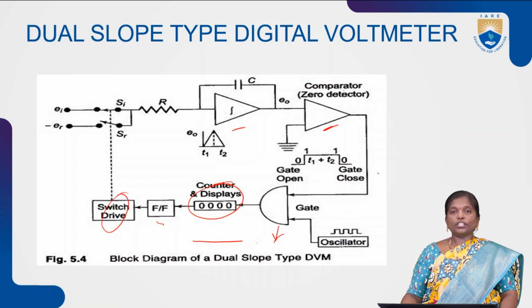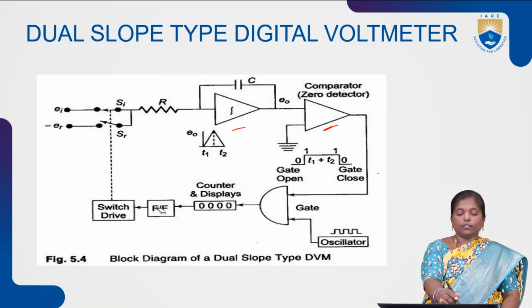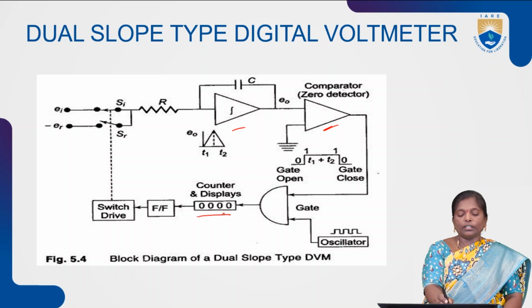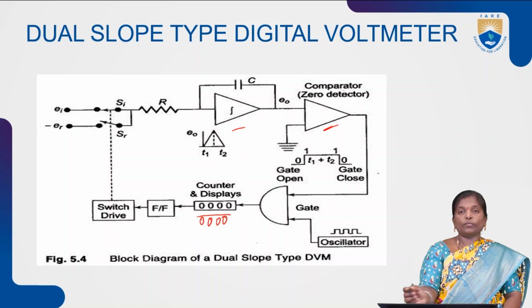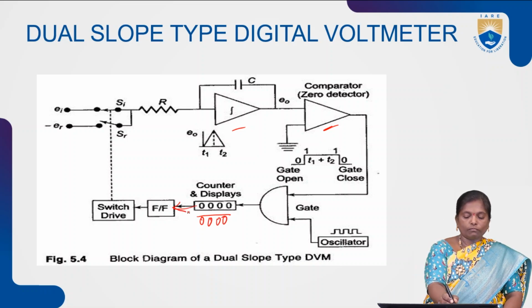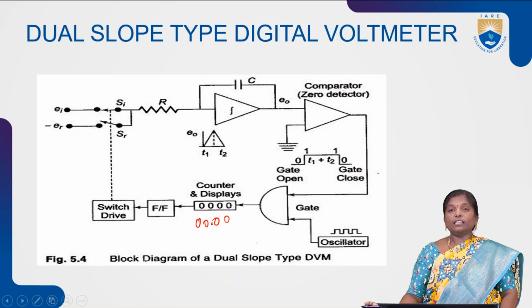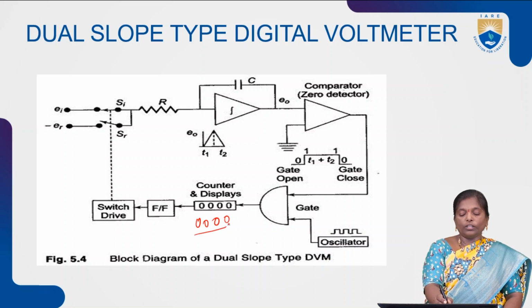Now coming to the operation, before starting the operation of this dual slope integrating type of DVM, we have to make the counter 0. Initially the counter is 0. If the counter has any value, the output may change. So before starting the operation of any circuit, we make the counter 0. We have to reset the counter value.